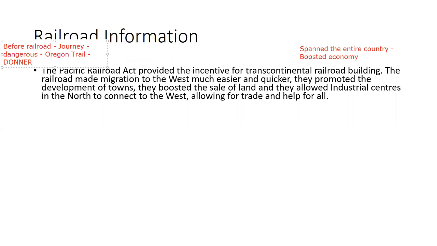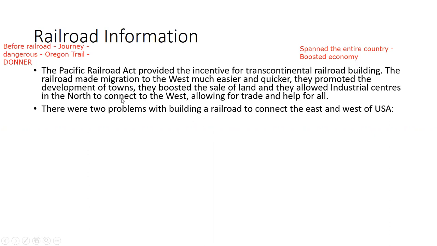The railroad also promoted development of towns. Wherever a railroad area was built, a station was built, that a town usually followed. Okay, that's quite important that you understand that. They boosted the sale of land because the railroads were given land that they could sell to people, which we'll go into in a bit more detail later. And they allowed industrial centres in the north to connect to the west, allowing for trade and help for everyone.